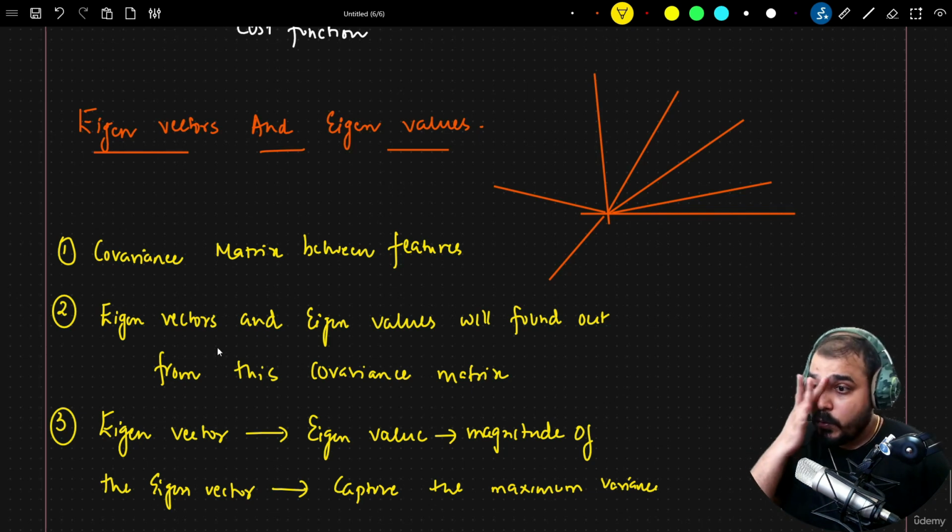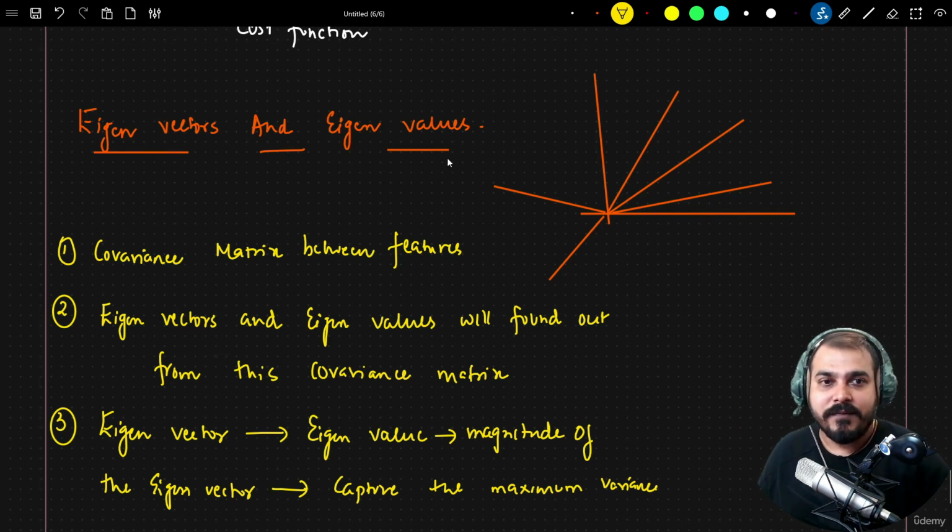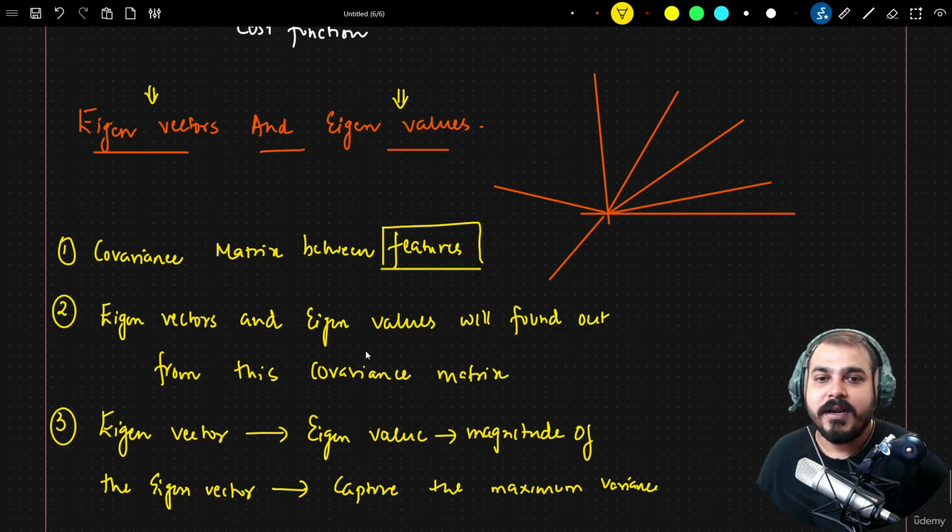So why do we compute eigenvectors and eigenvalues? Because see, at the end of the day, I really need to find out the best unit vector such that maximum variance is captured. And we cannot keep on doing hit and trial, right? So in order to find out, we really need to go ahead and find out eigenvectors and eigenvalues. And the step is that first of all, we will go ahead and find out the covariance matrix between the features. Okay. Between the features, we'll go ahead and find out the covariance matrix. And then we'll try to find out the eigenvectors and eigenvalues.